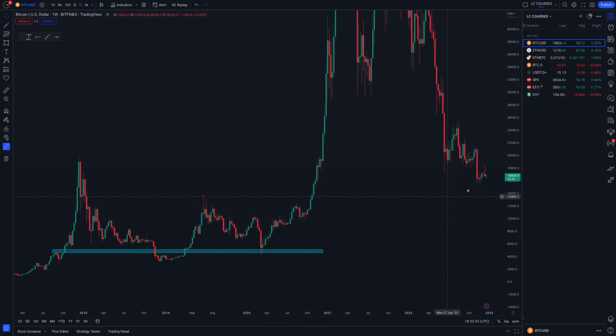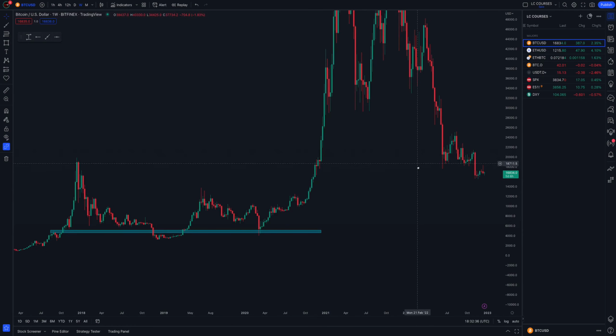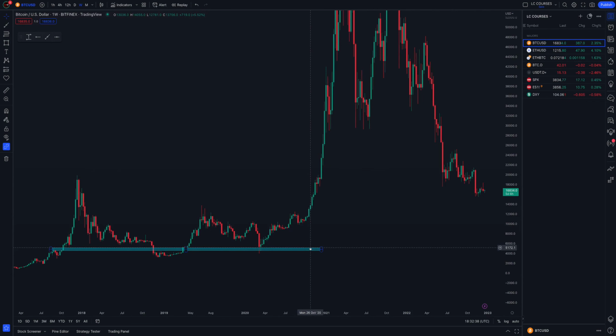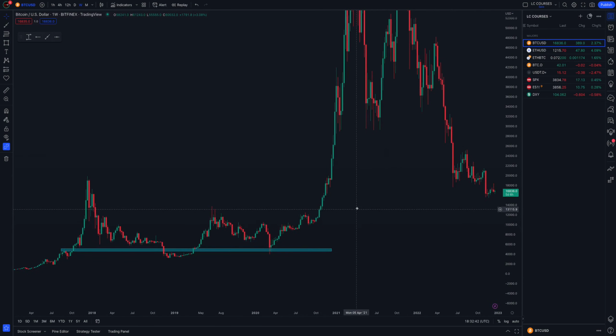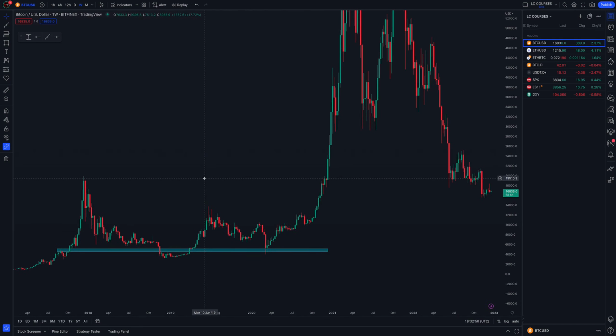So the easiest way I find to identify levels of support and resistance from a blank chart is looking for where trends start, either bullish or bearish trends. So basically, for me, two or more candles of the same color in a row, and that for me marks out a trend.